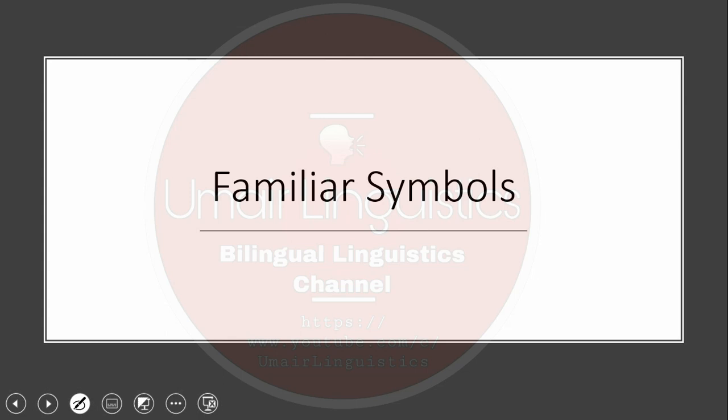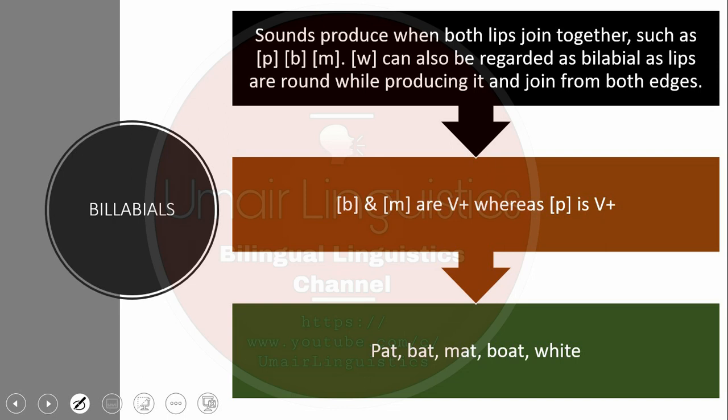So there are some familiar symbols, because the IPA, International Phonetic Alphabet, gives a symbol to each sound. There are some symbols for sounds which are familiar to us, or which are usually familiar even to those who don't study phonetics.